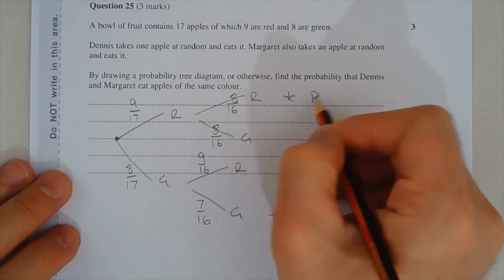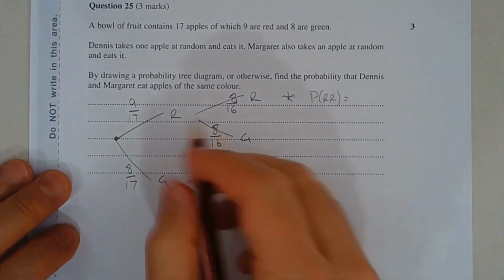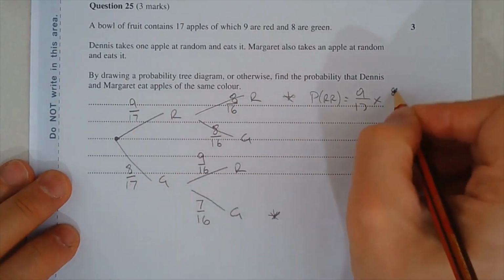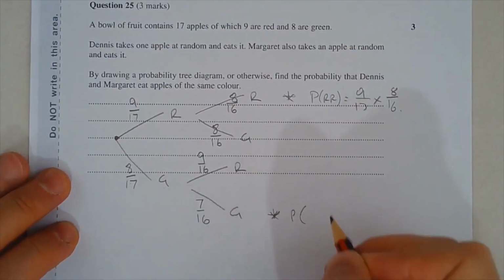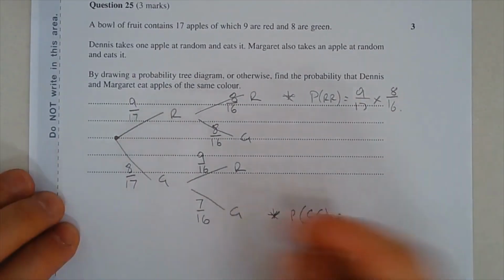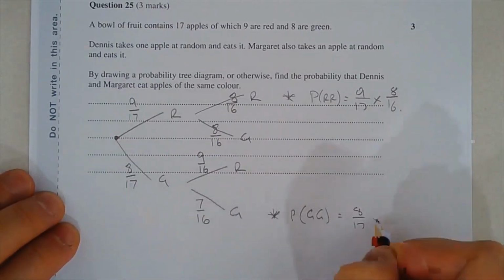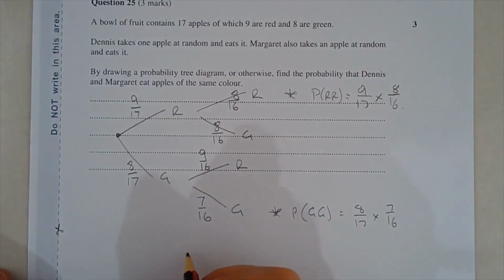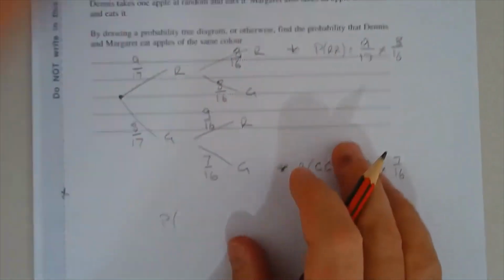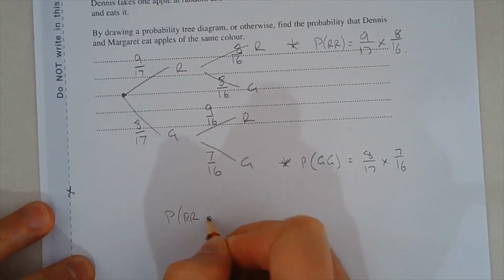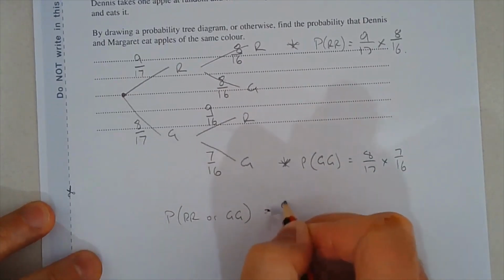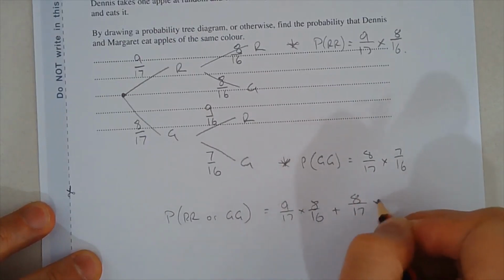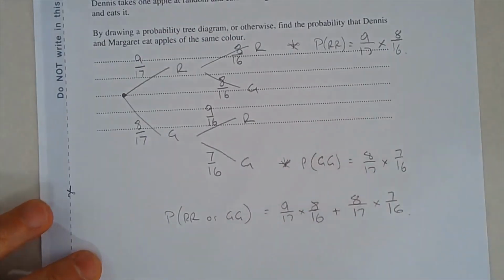So probability of red red is equal to 9 on 17 multiplied by 8 on 16. Probability of green green is equal to 8 on 17 multiplied by 7 on 16. What we do then is we add those two together. So the probability of red red or green green is equal to 9 on 17 multiplied by 8 on 16 plus 8 on 17 multiplied by 7 on 16.